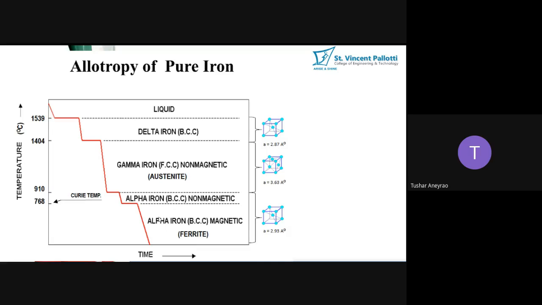So you can see here the temperature is given in degrees Celsius, and you can see here the time is given. So this is time and temperature. Okay, so with respect to time, what you are doing is cooling. This is the cooling curve. Initially you were at the liquid.